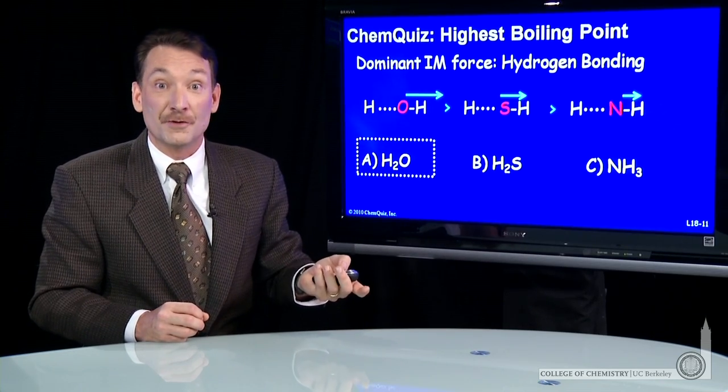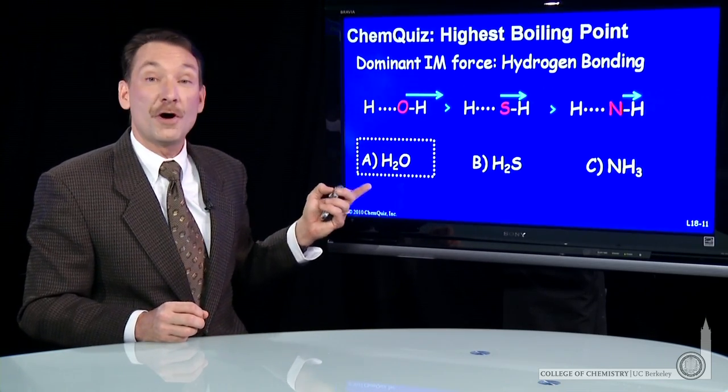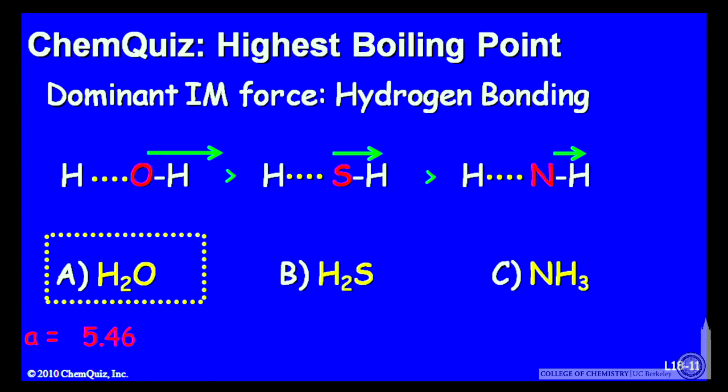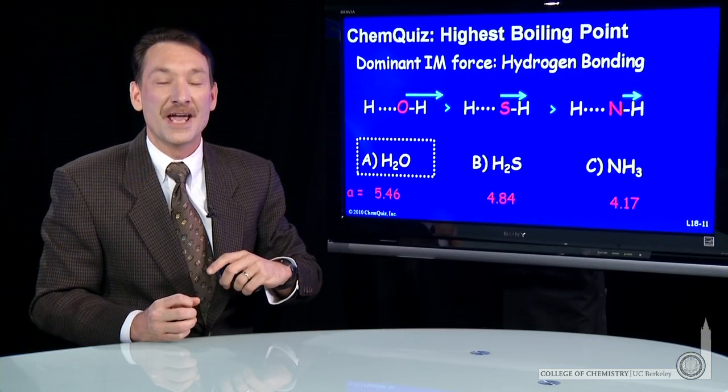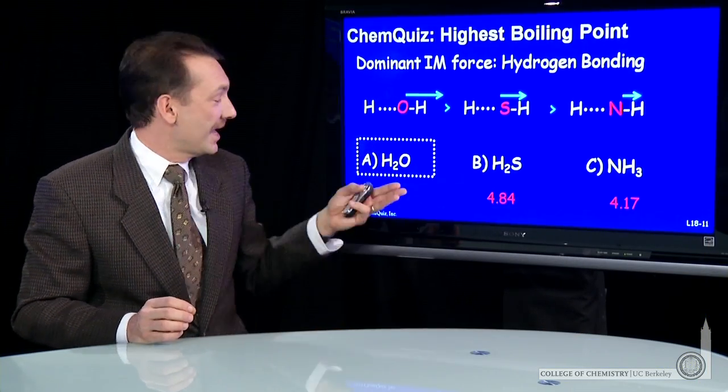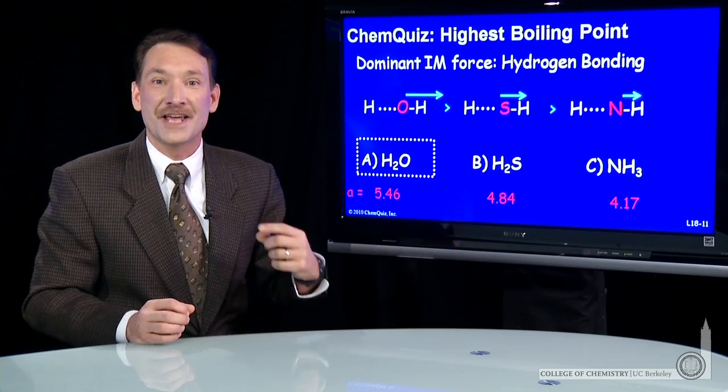And in fact, this is reflected in the van der Waals A parameters for these three molecules. Water, 5.46, is bigger than hydrogen sulfide, 4.84, and that's larger than the A parameter in ammonia, 4.17. So we have the hydrogen bonding interactions reflected in the boiling points and the size of the van der Waals A parameters.